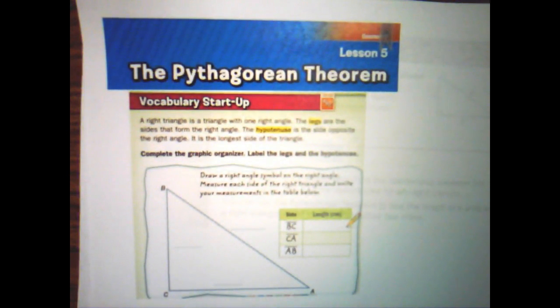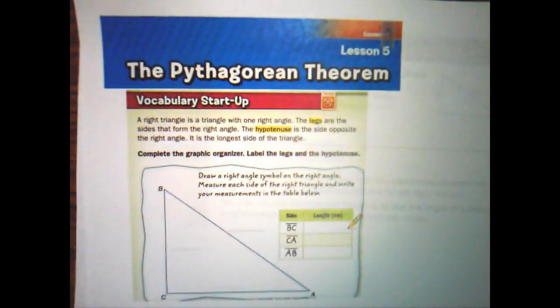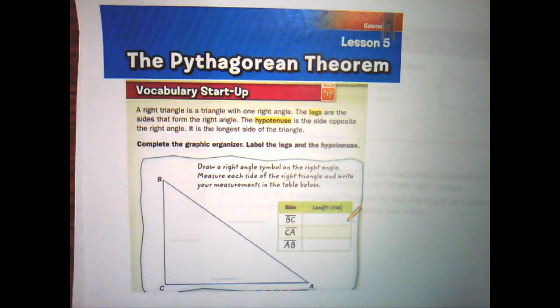Okay, today we're going to be working on Chapter 5, Lesson 5. We're going to introduce a very important topic. It is the Pythagorean theorem. So today with the video, I'm going to try not using the filter, and hopefully that goes well.